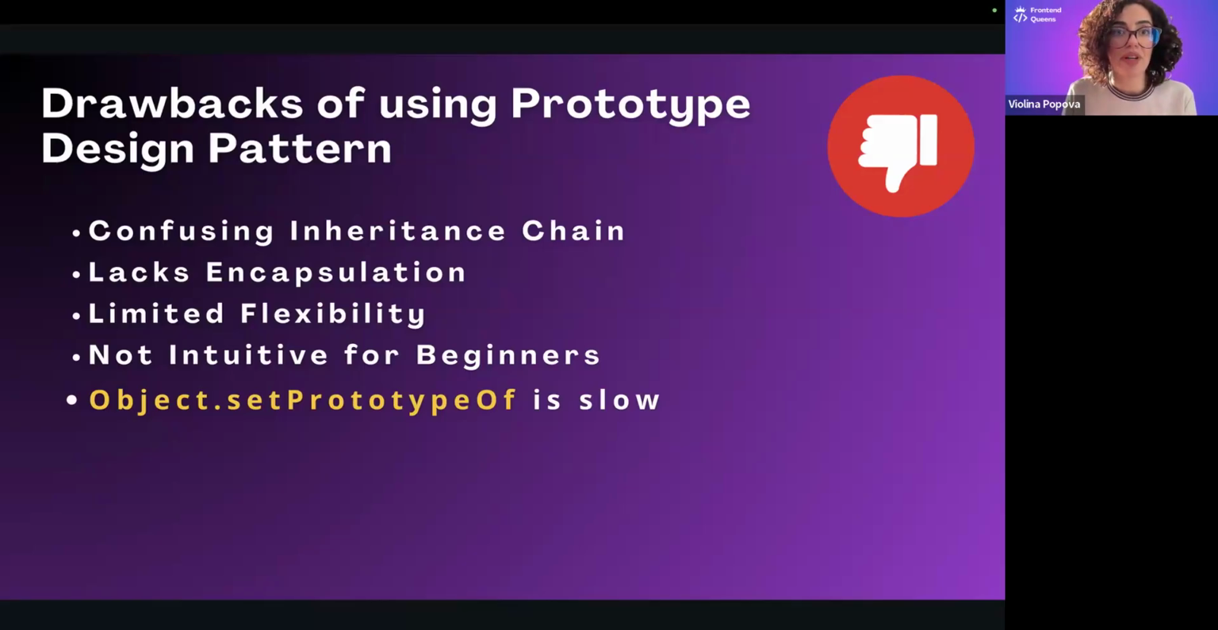Next, the prototype pattern in its raw form lacks encapsulation. Because all objects share the same prototype, there is a risk. If someone accidentally modifies or even deletes a method directly on the prototype at runtime, that change immediately affects all objects that inherit from it. This can lead to unexpected bugs and makes your code harder to predict.